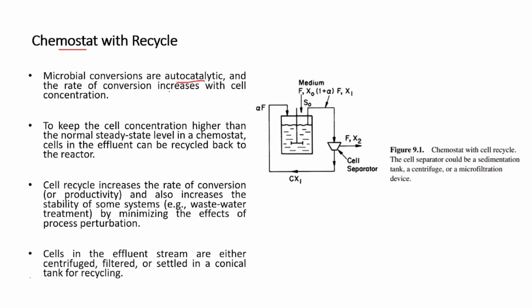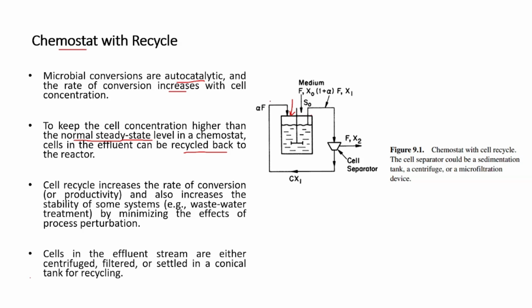So the first thing is that microbial reactions are autocatalytic. Autocatalytic means they proceed on their own, and the rate of conversion increases with cell concentration. Of course, if the number of cells increases, the conversion rate also increases. More product with the increase in bacterial cell concentration. To keep the cell concentration higher than the normal steady state level in a chemostat, cells in the effluent can be recycled back to the reactor.